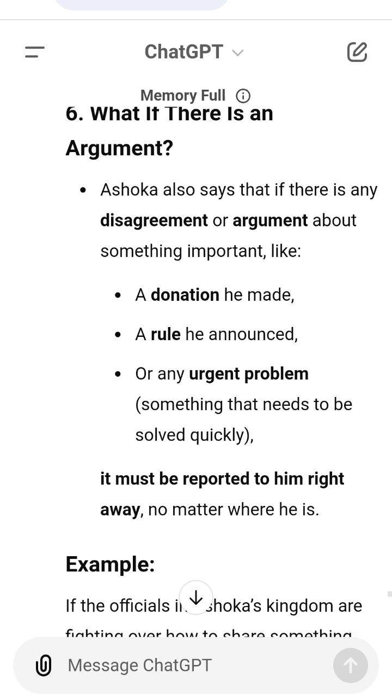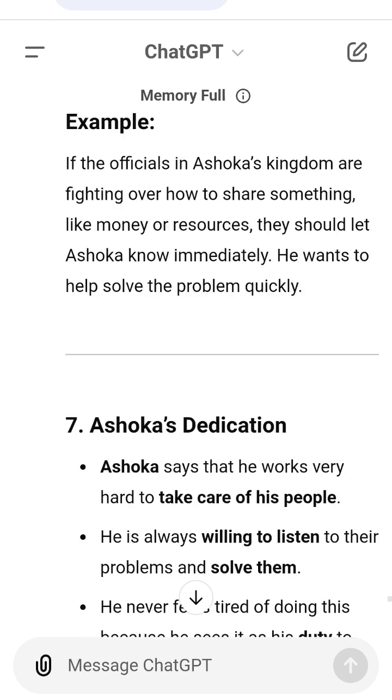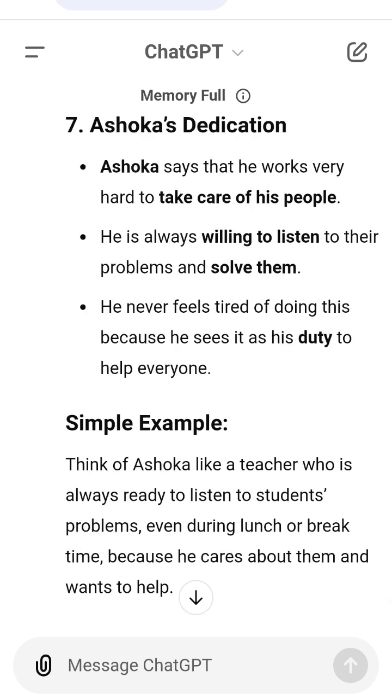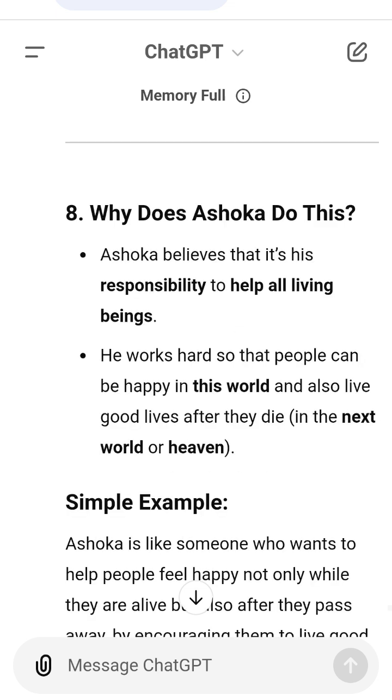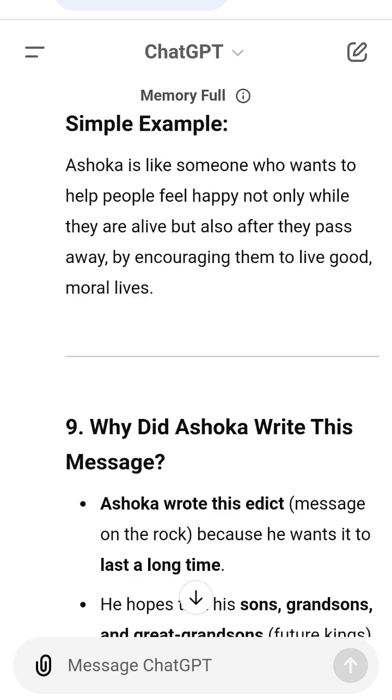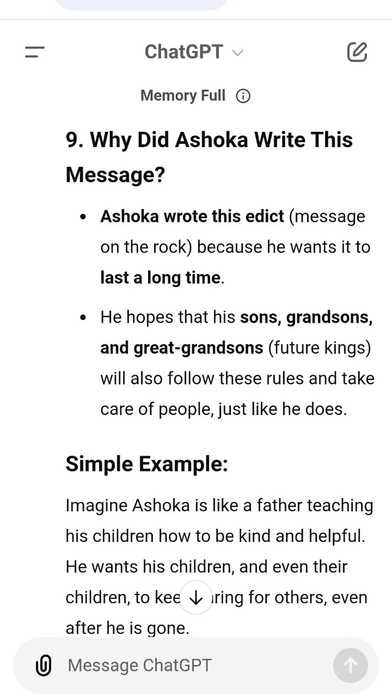Summary in very simple words. Ashoka, a great king, wanted to take care of his people all the time. He made a system where reporters could tell him about any problems, no matter where he was and what he was doing. If there was a dispute or argument about anything important, he wanted to hear about it and solve it quickly. Ashoka worked very hard because he thought it was his duty to help everyone be happy and live good lives, both in this world and the next.